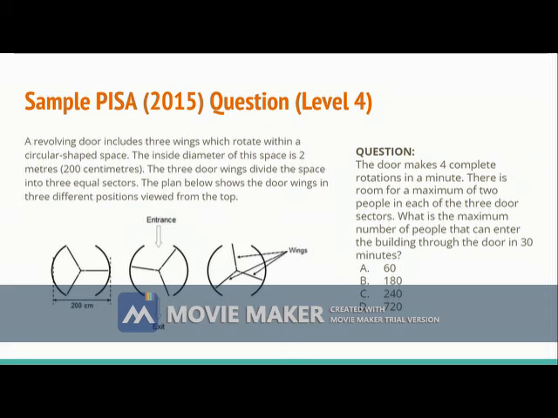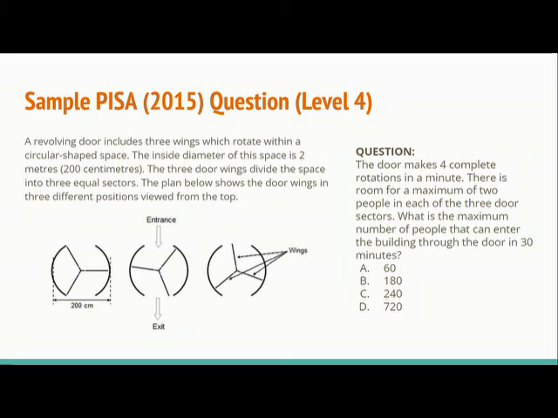For this one, a revolving door includes 3 wings which rotate within a circular shaped space. The inside diameter of this space is 2 meters, which is 200 centimeters. The 3 door wings divide the space into 3 equal sectors. The plan below shows the door wings in 3 different positions viewed from the top. The question is, the door makes 4 complete rotations in a minute. There is room for a maximum of 2 people in each of the 3 door sectors. What is the maximum number of people that can enter the building through the door in 30 minutes? This one's a hard one, so I'll give you a bit more time.